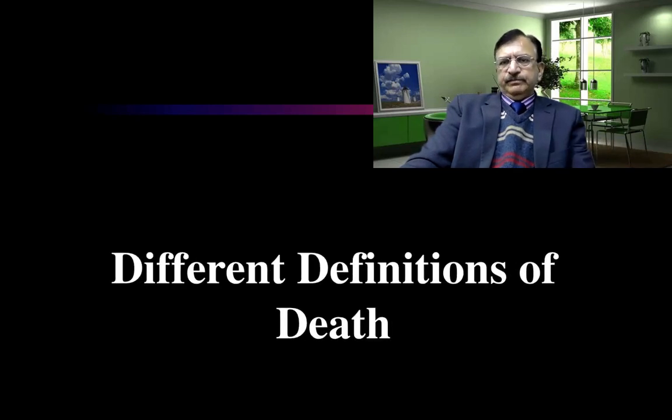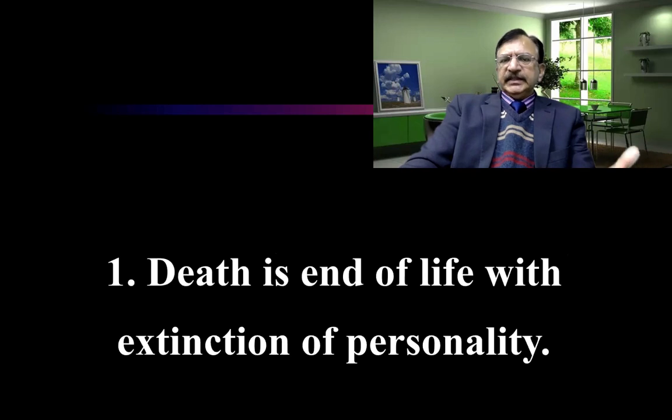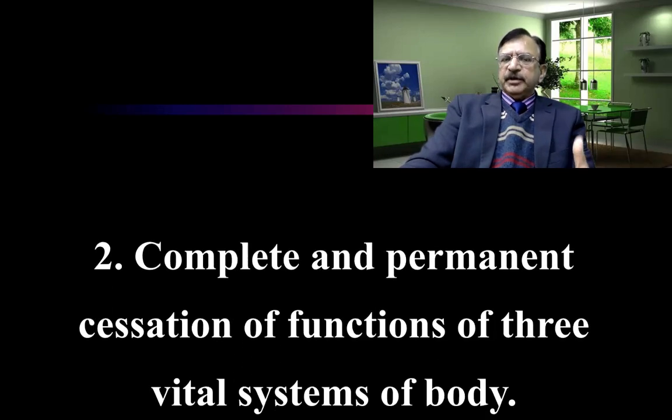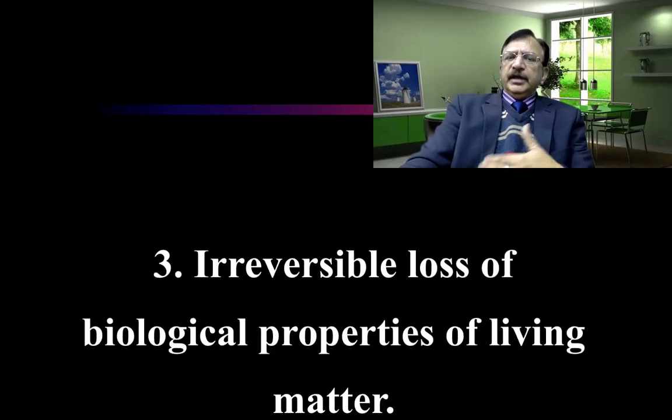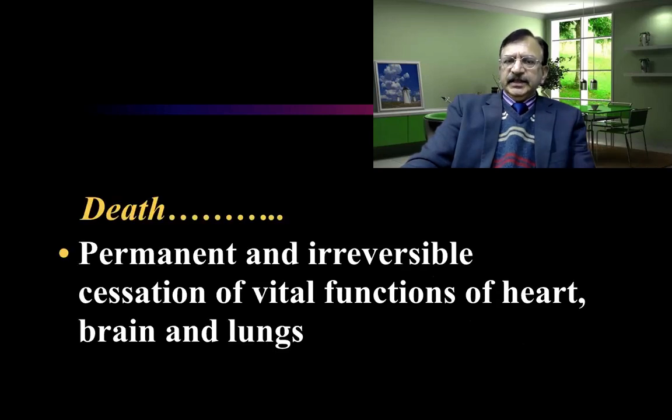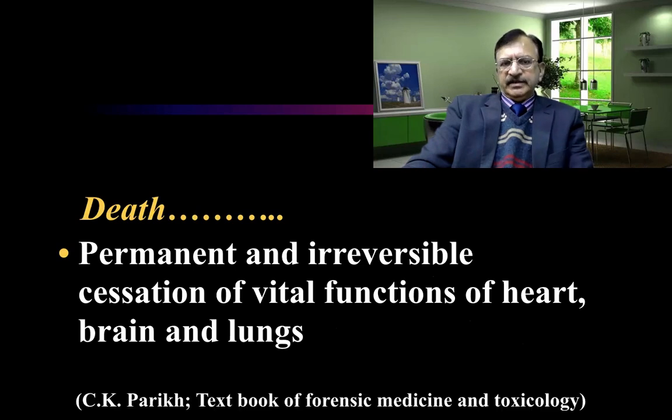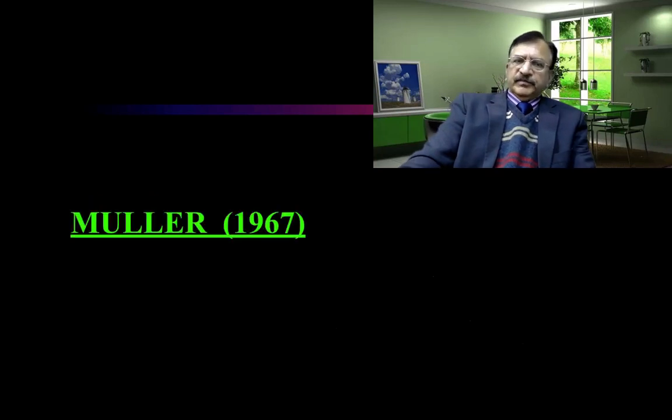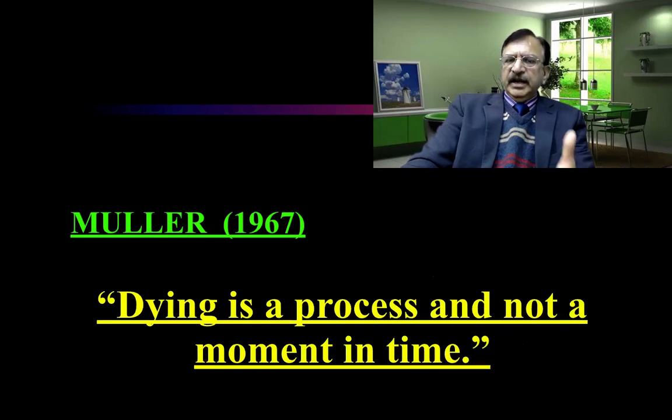Different definitions of death, we will discuss various authorities, what they say about death. Death is end of life with extinction of personality, one definition. Complete and permanent cessation of function of three vital systems of the body, this is another definition. Irreversible loss of biological properties of the living matter, this is another way of explaining. So, death is permanent and irreversible cessation of vital function of the heart, brain, and lungs. This says Parikh. Then Muller, another scientist, says that dying is a process and not a moment in time.